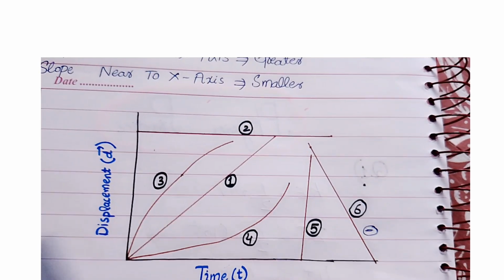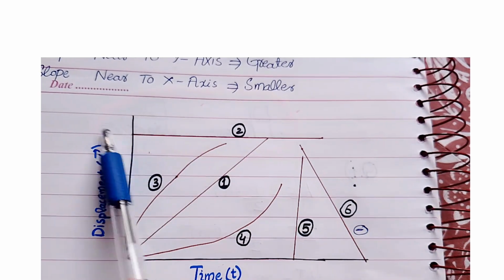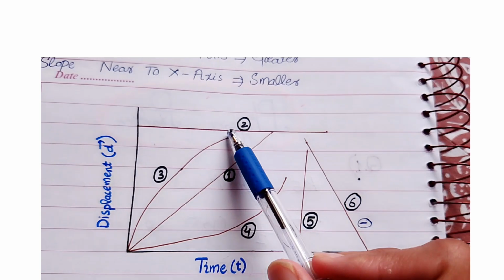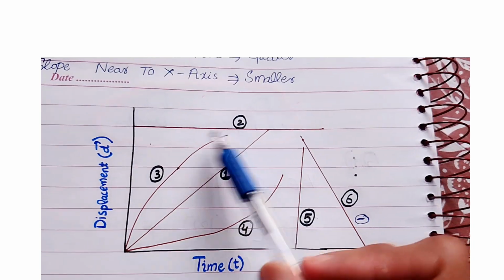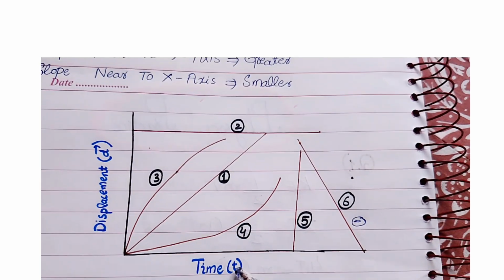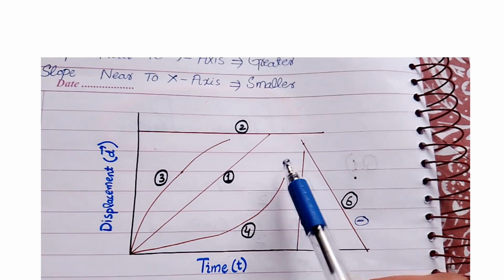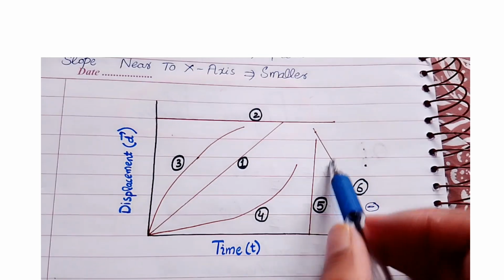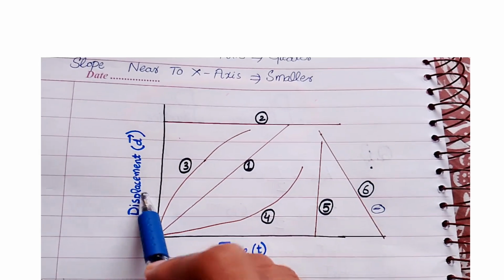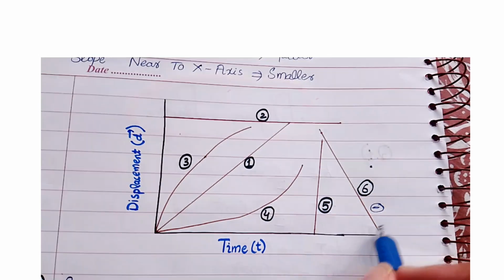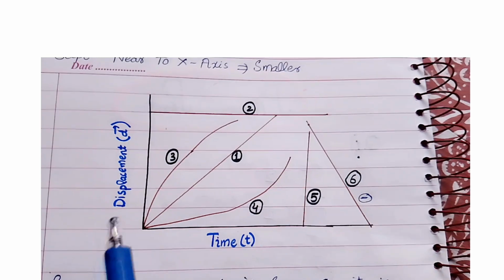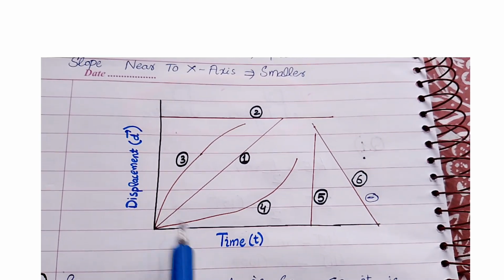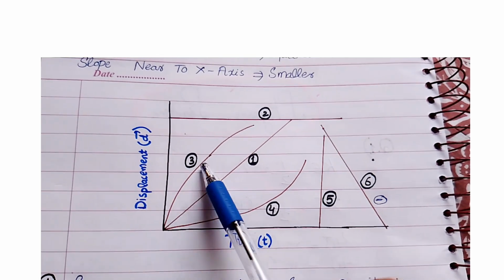Let me repeat it for you. This straight horizontal line: velocity is 0. This is uniform velocity. This is decreasing positive velocity as it moves towards the x-axis, and this is increasing positive velocity as it moves towards the y-axis. This is parallel to the y-axis, so it is infinity, and this is in the opposite direction, so it is negative but uniform.